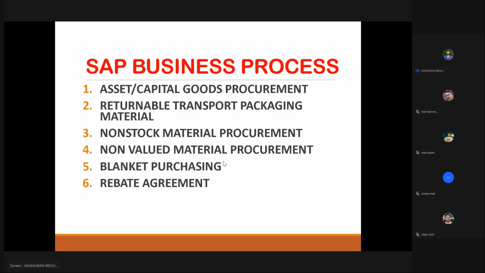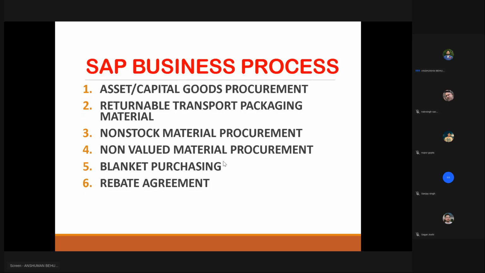Then there is non-stock material, like small, low price materials which are not being stored in the warehouses, so we call that non-stock material. Same for non-valuated material. Let's say we are going to purchase a small amount of material, so that is basically called non-valued material procurement. Okay, then blanket purchasing.